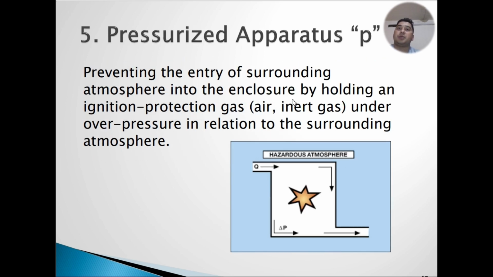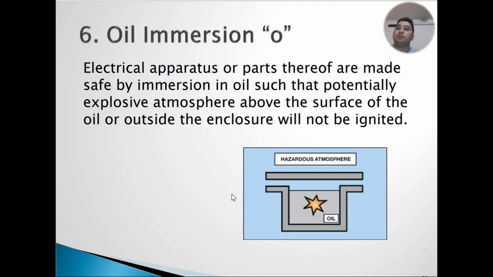Now, pressurized apparatus. This prevents the entry of the surrounding atmosphere into the enclosure by holding an ignition protection gas, air or inert gas, under overpressure in relation to the surrounding atmosphere. So you can fill the gas here, and if there is any spark or anything, it will not go out. Now, oil immersion. Electrical apparatus or parts thereof are made safe by immersion in oil, such that a potentially explosive atmosphere above the surface of the oil or outside the enclosure will not be ignited. So oil can be used as well.